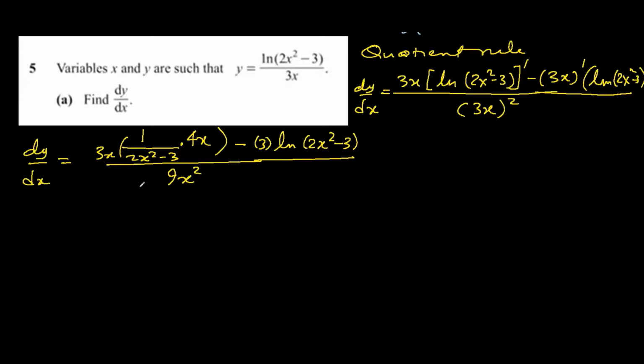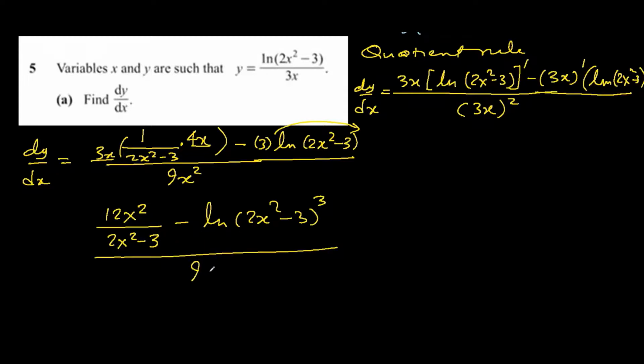Okay, can we simplify this somehow? Let's multiply this 3x by 4x. It becomes 12x square over 2x square minus 3. Yeah, that's a simpler form of this. This 3 can become the power of natural log. So it will become natural log 2x square minus 3 cube over 9x square. We can simplify it further, but I think this is the cleanest form.